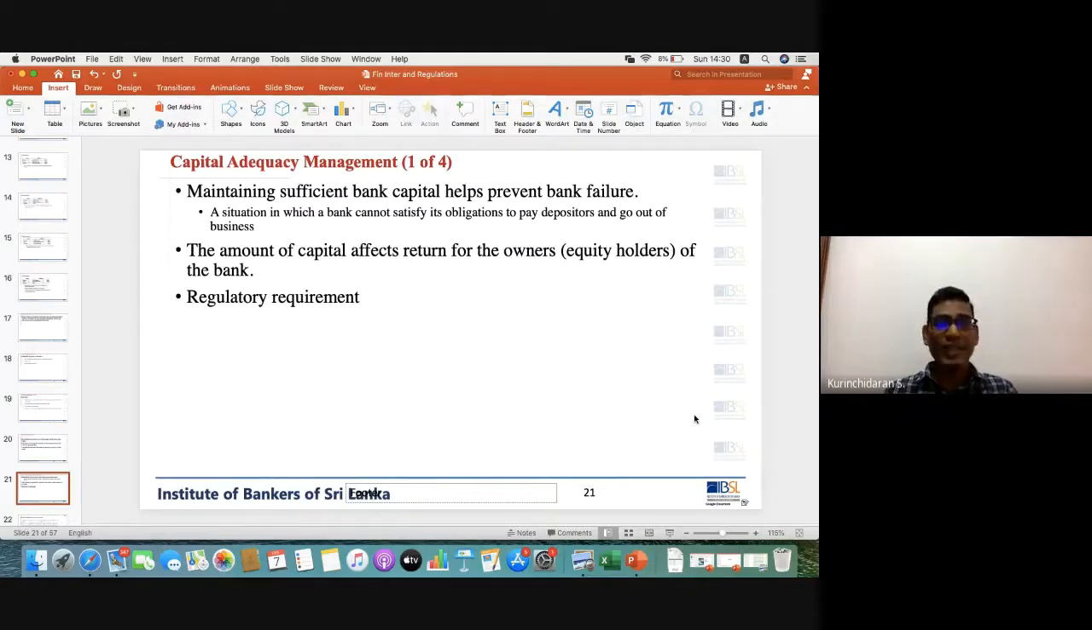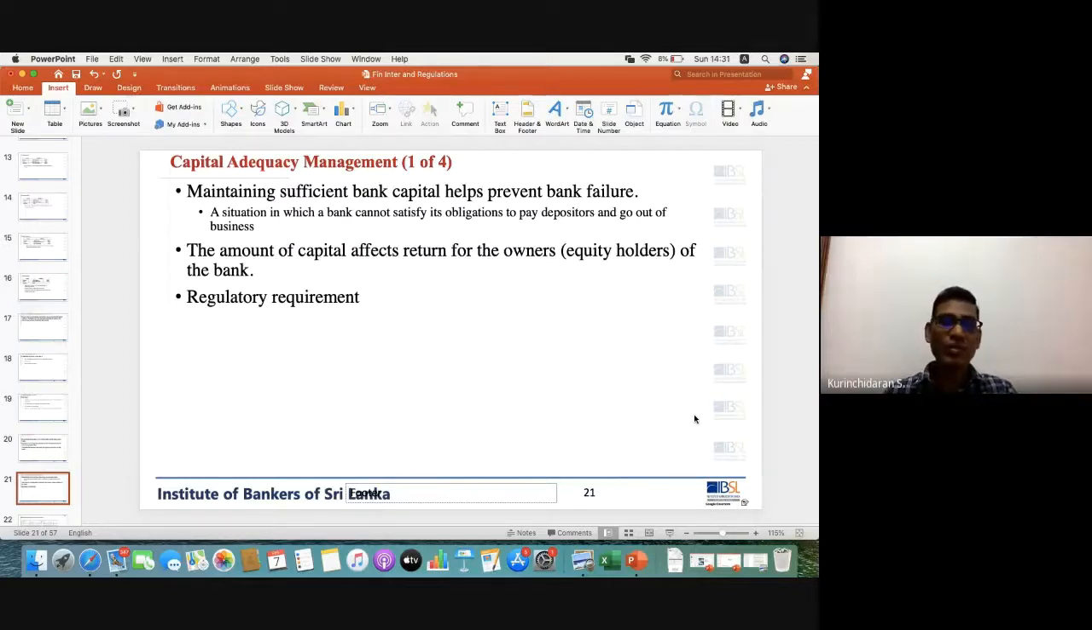So the amount of capital affects the return for the owners of the bank. On the other hand, if you have excess capital, that's a cost to the bank and to the owners as well. That will affect the owners' return. So you should have a trade-off, and you have to think about both sides. You should have sufficient capital, but at the same time, if you require the bank to hold excess capital, owners are going to be demotivated because their return will be lower.